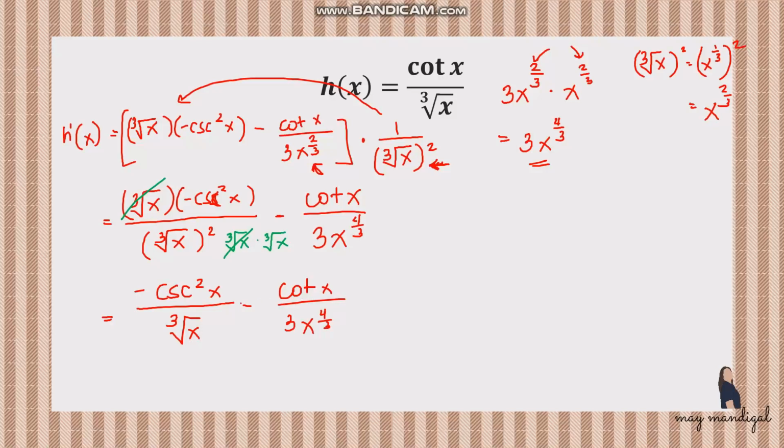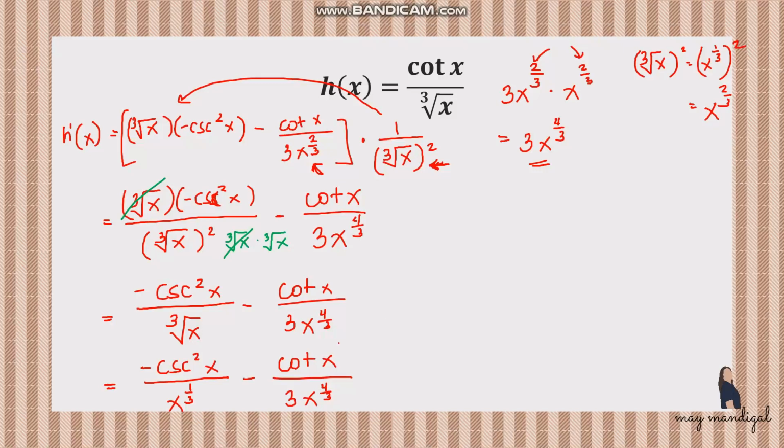Okay, now that they have different denominators and are 2 different fractions, we just have to write them as 1. Since the second term is in exponential form, we have to make the denominator of the first term into its exponential form as well, so that we can get the LCD. So let's write negative cosecant squared of x all over the exponential form of cube root of x, which is x raised to 1/3, minus cotangent of x all over 3x raised to 4/3.